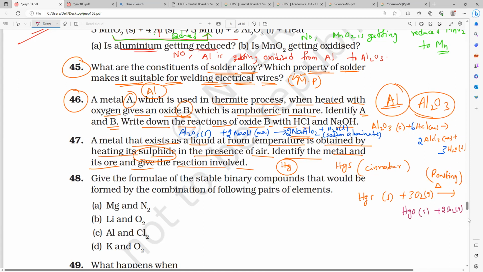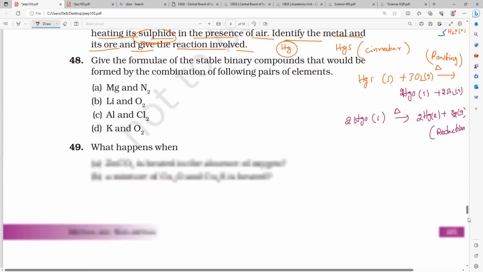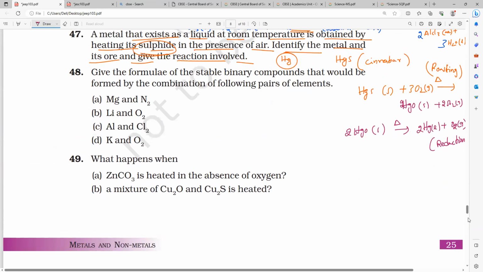Roasting process. Next, this HgO undergoes further reaction and we get the liquid metal plus oxygen gas. This process is called something. What is it called? The second equation we used to call reduction. The first equation we used to say roasting. The second equation, reduction. I have taught you this while teaching also. Verify your notebooks. Am I right or wrong?